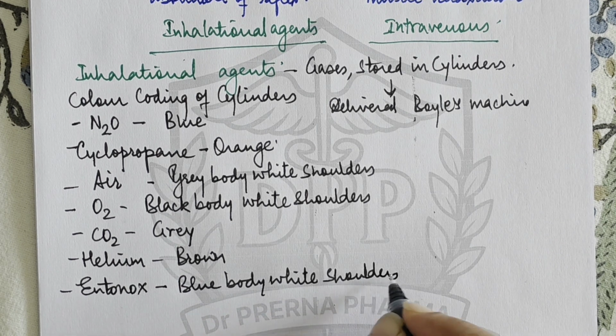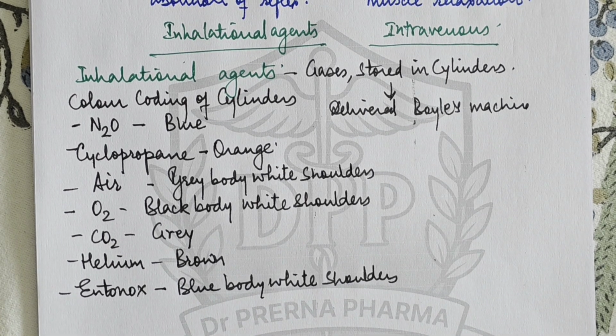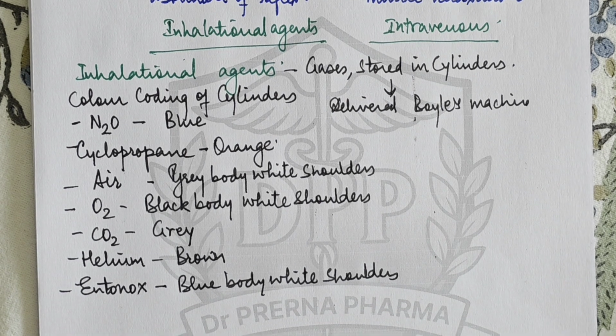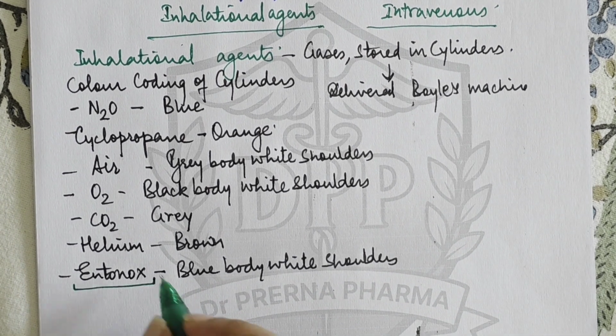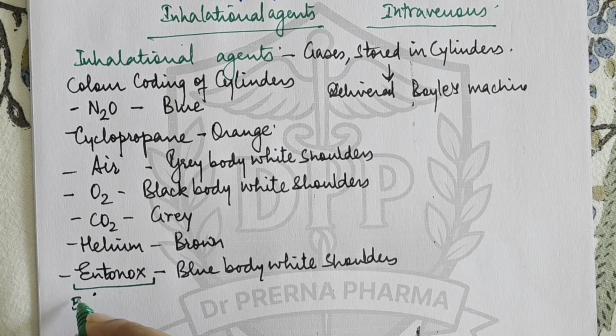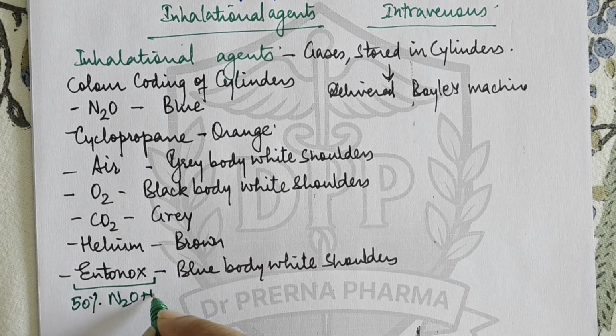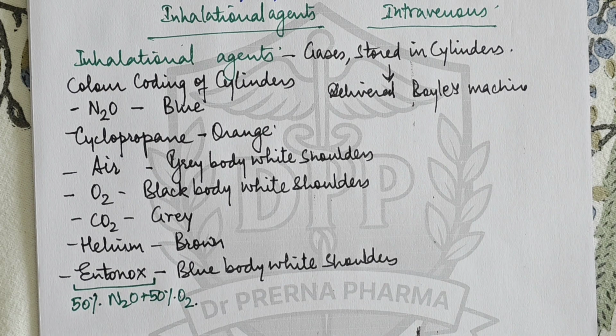There are many other cylinders as well, it's not that only these cylinders exist. So if you see any other color cylinder lying around in any place, it can be for an industrial purpose also. But these are the medicinal cylinders which are important. What is Entonox? Entonox is a mixture of 50% N2O plus 50% oxygen. Okay, so that is Entonox.